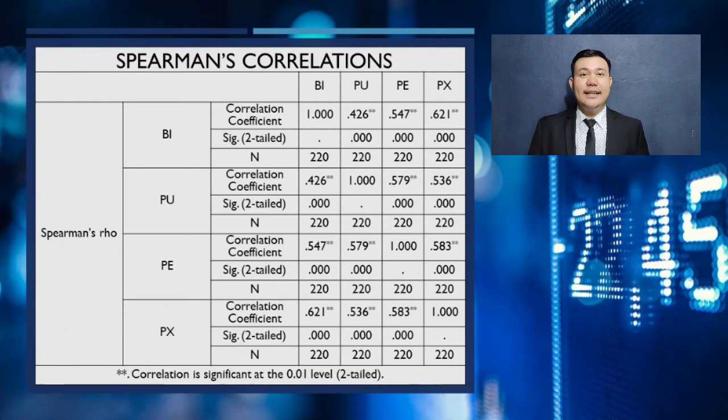Based on the normality test, if data is normal, we can continue with Pearson correlation. If data is not normal, we can continue with Spearman correlation to measure the strength and direction of the relationship that exists between two variables. So, the Spearman analysis shows there was a significant positive correlation between behavior intention and perceived usefulness. Next, there also was a significant positive correlation between behavior intention and perceived ease of use. And the last one, there also was a significant positive correlation between behavior intention and performance expectancy.